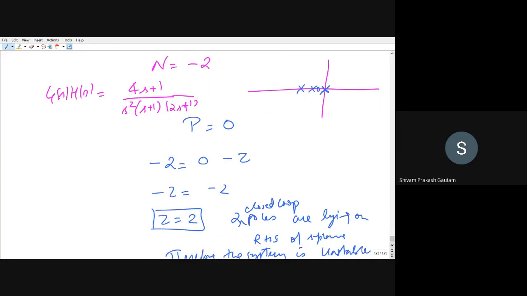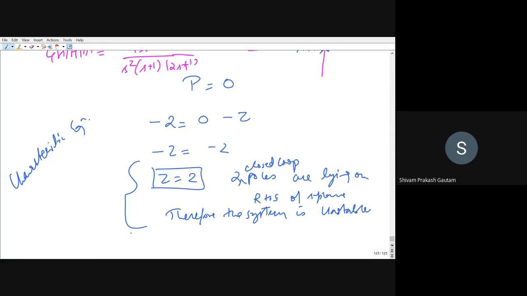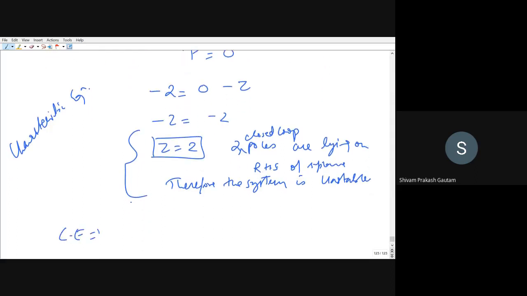Now what I will do, I will see using Routh-Hurwitz whether what we have calculated is true or not. For drawing the Routh-Hurwitz table, what we require is the characteristic equation. This is not part of the solution; I'm just checking whether, if we solve using Routh-Hurwitz, we get the same results or not. Because the system is unstable and there are two poles on the right hand side, I'm just checking whether this is true.